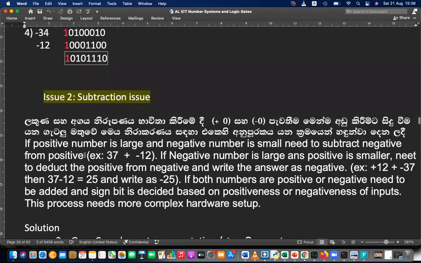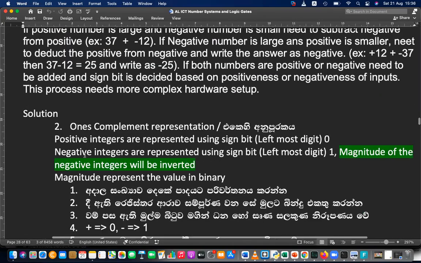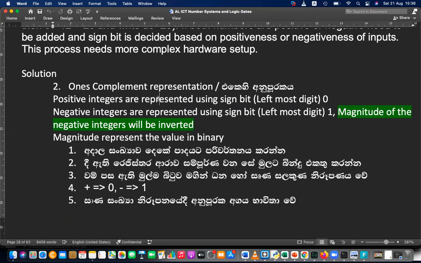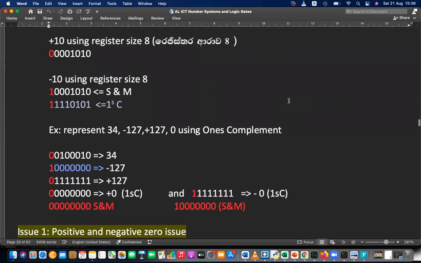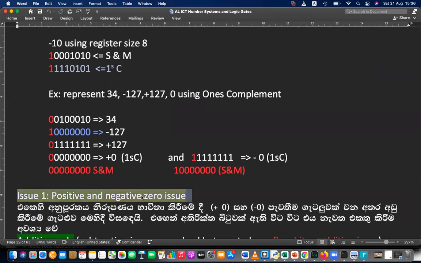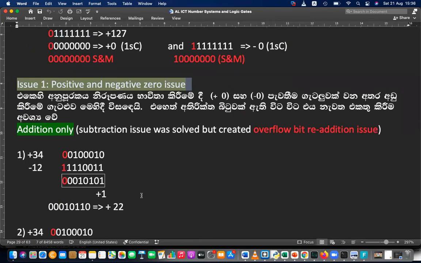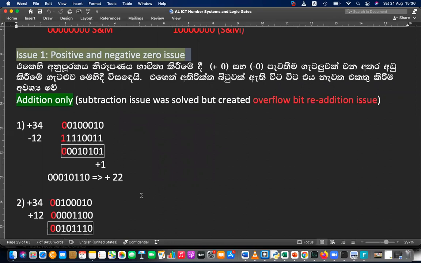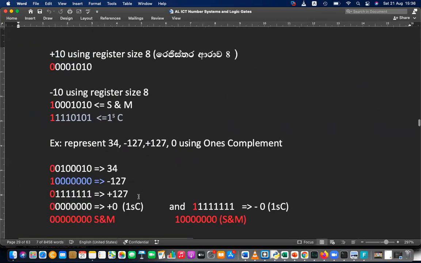But using this ones complement mechanism, the first issue was not solved. The negative 0, positive 0 issue was still there, right? Because when you convert this, see here, this is positive 0. But when you invert this, you will get the negative 0. So the sign is 0 means it's positive, all zeros, positive 0. Then sign is 1 means negative. Inverted zeros will become 1. So this is negative 0.